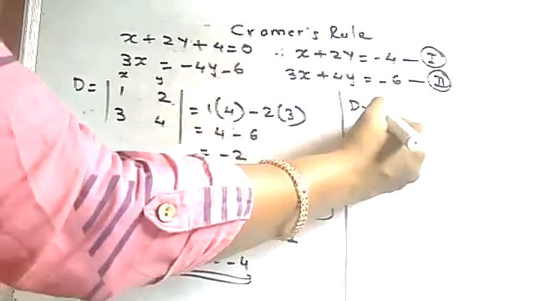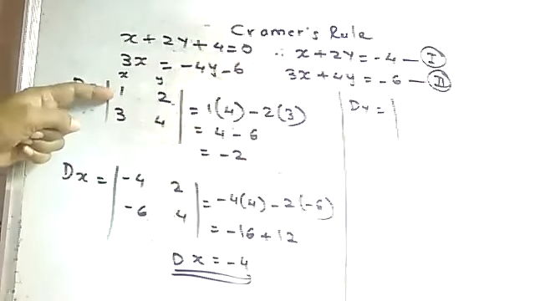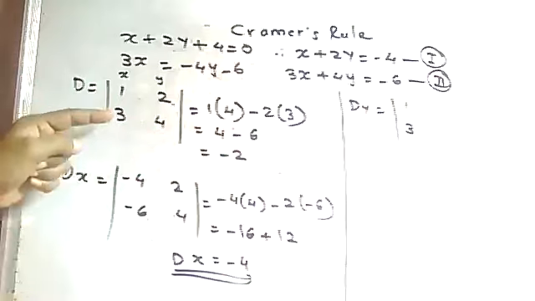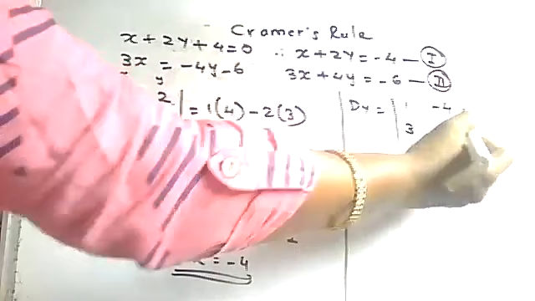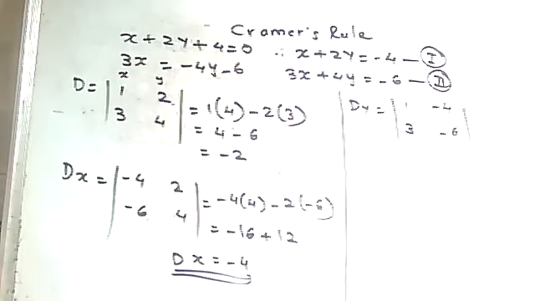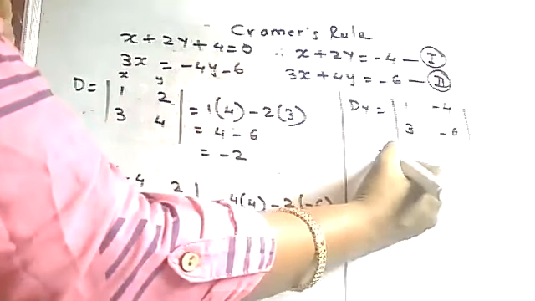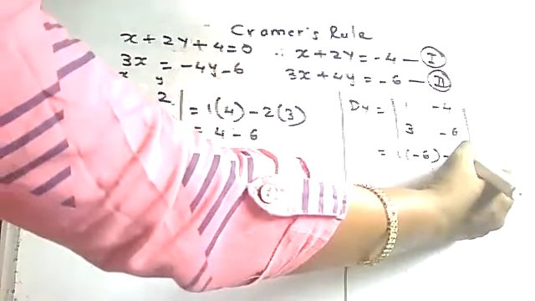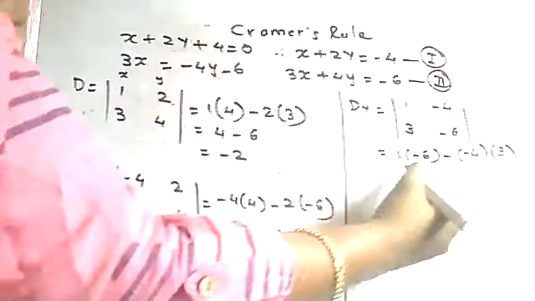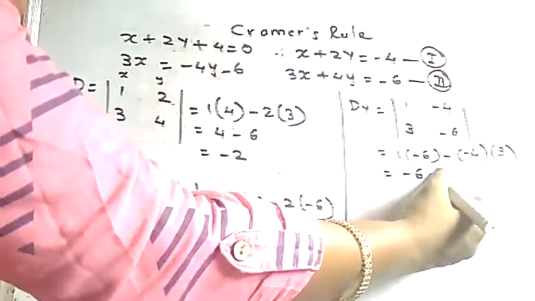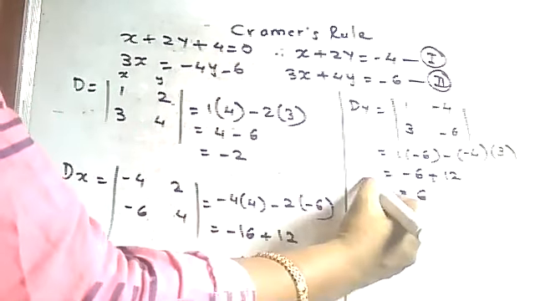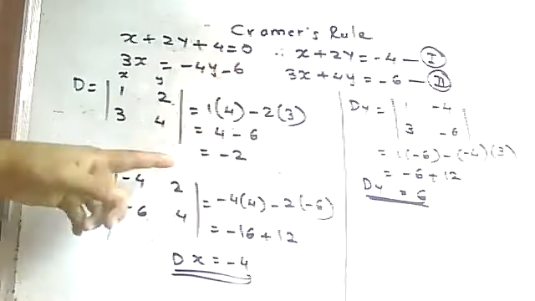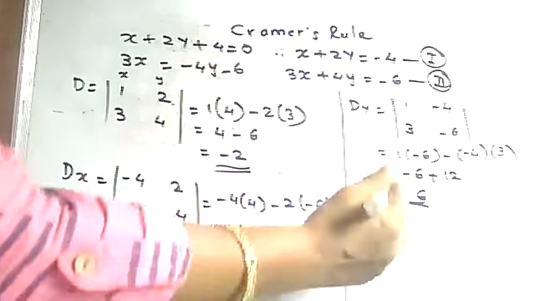Next is dy. Here we are going to write x as it is, 1, 3. And in place of y, I'm going to write minus 4, minus 6. All right. So again, we need to solve. Cross multiply: 1 into minus 6 minus minus 4 into 3. So minus 6 minus minus, plus 12. So here we are getting positive 6 as dy. I got d, dx, dy.